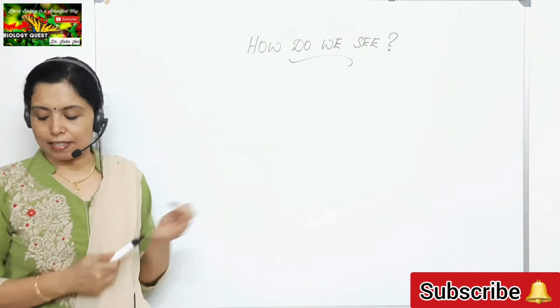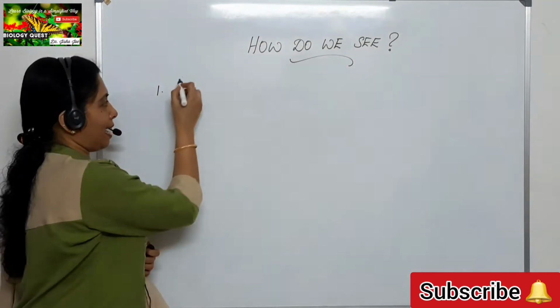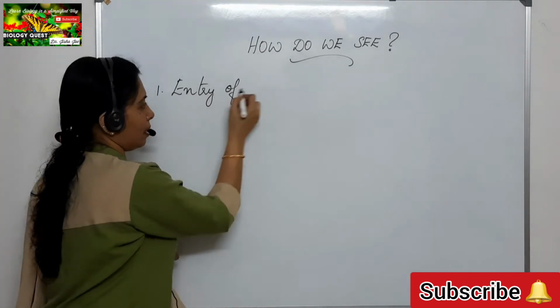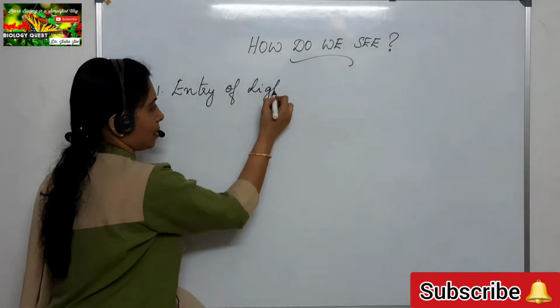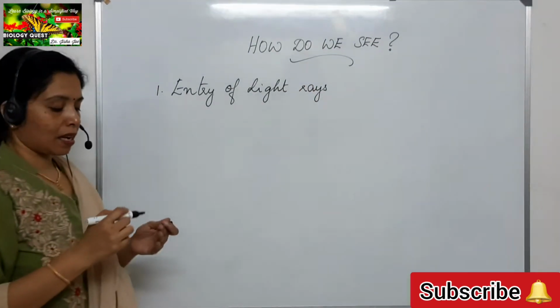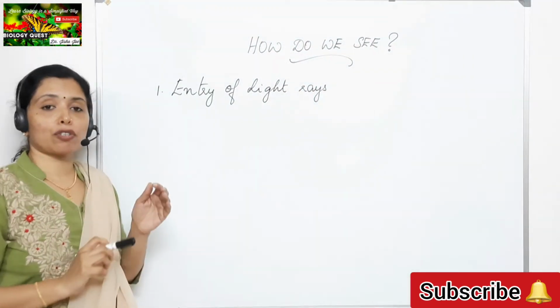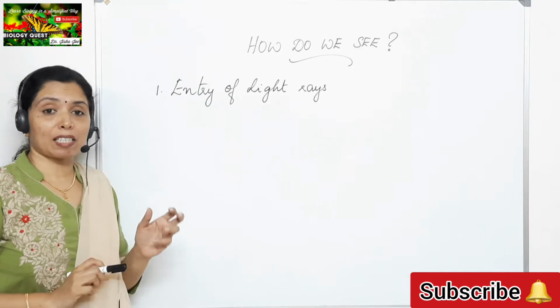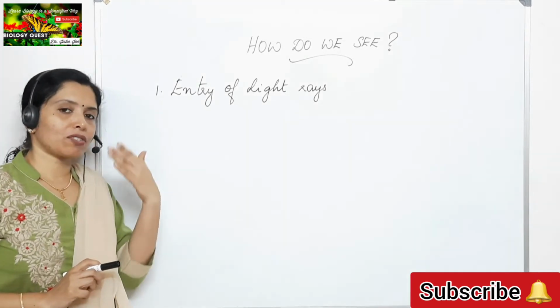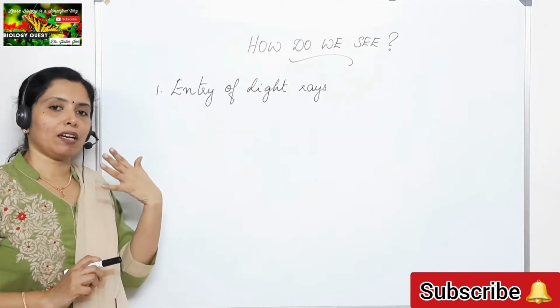The first step is the entry of light rays. The light rays that are coming from the object have to pass through the various transparent structures of the eye. Do you remember which are the transparent structures that are present in front of the eye?